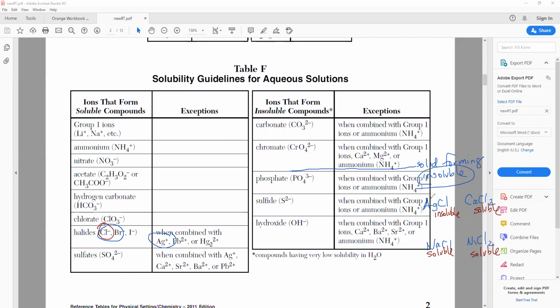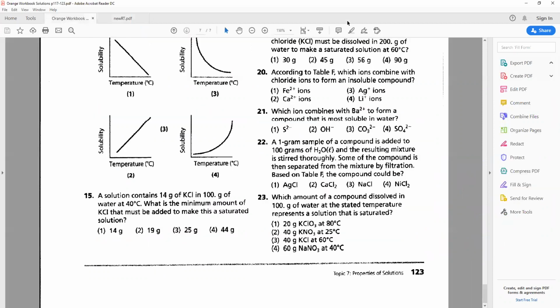Even if you weren't sure that you were looking for an insoluble, if you look at your reference table and you see that you have 1 insoluble and 3 soluble, you can only have 1 correct answer. And that's what I'm saying. You have to use your test-taking techniques. So therefore, we're going to clear all drawings, go back, and say that the answer is AgCl.